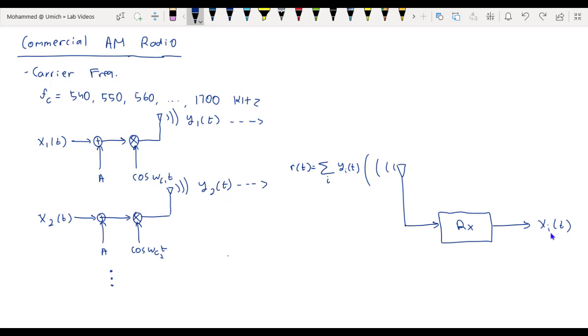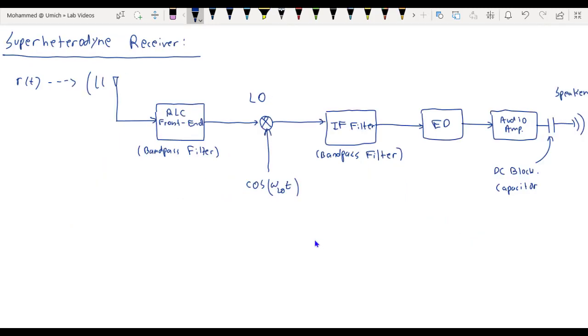Now, how can we build a receiver that can actually be tuned to select our desired station? One way of doing this is through what's known as the Superheterodyne receiver. The Superheterodyne receiver continues to be the most popular type of receiver used in analog radio communication systems.